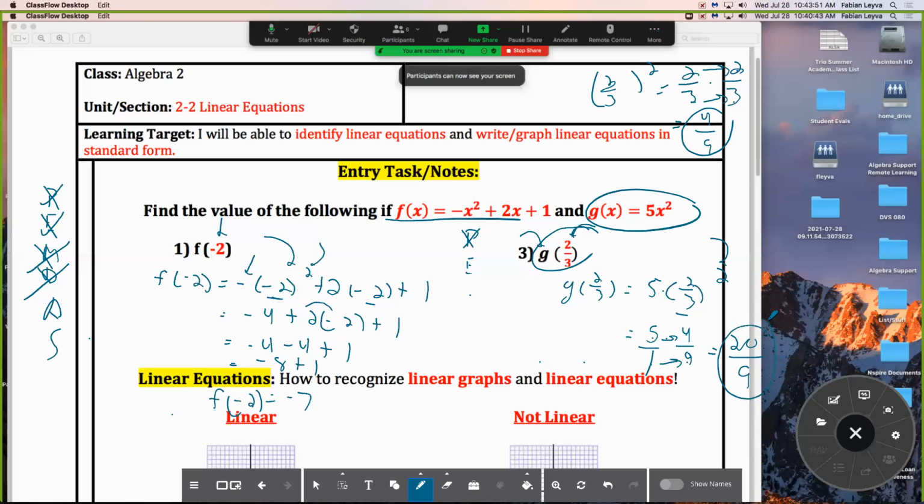So luckily for us, there's nothing that we can reduce here. We have 20/9. Now, again, keep in mind that I want you guys to leave it as a fraction. I do not want you guys to change it to a proper fraction or anything like that. It stays like that. So any questions before we start with what linear equations are on these two sets of problems?